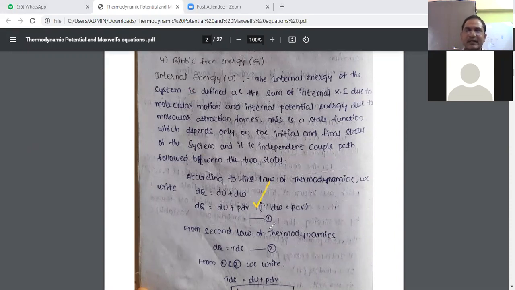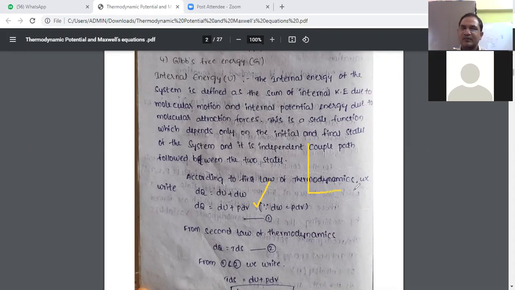Once again, I will repeat this concept. The first law of thermodynamics states that when some amount of heat energy dq is given to the system, that is utilized in two ways. Some part of energy is used to increase the internal energy. The remaining part of energy is used in the external work done. The increased internal energy is du, and the external work done is dw.